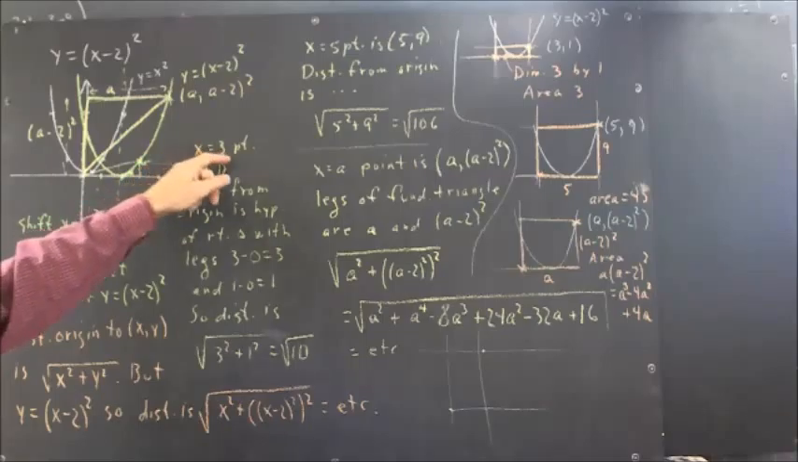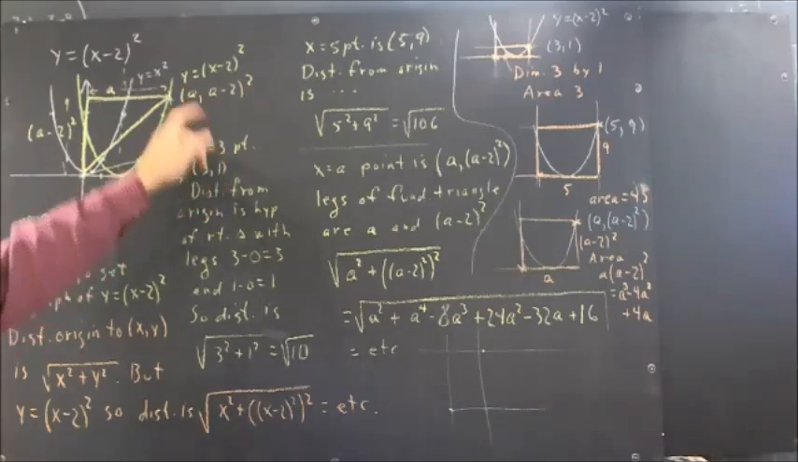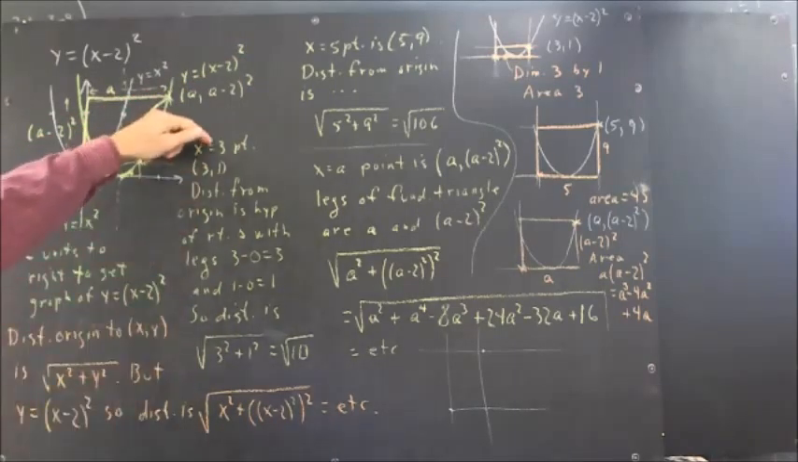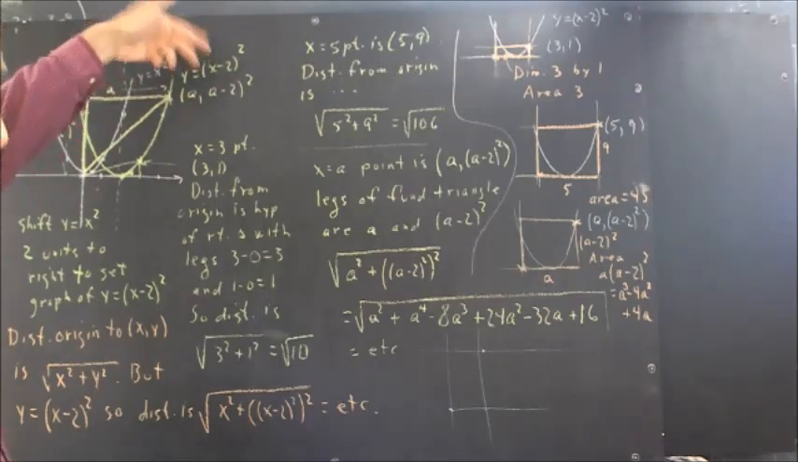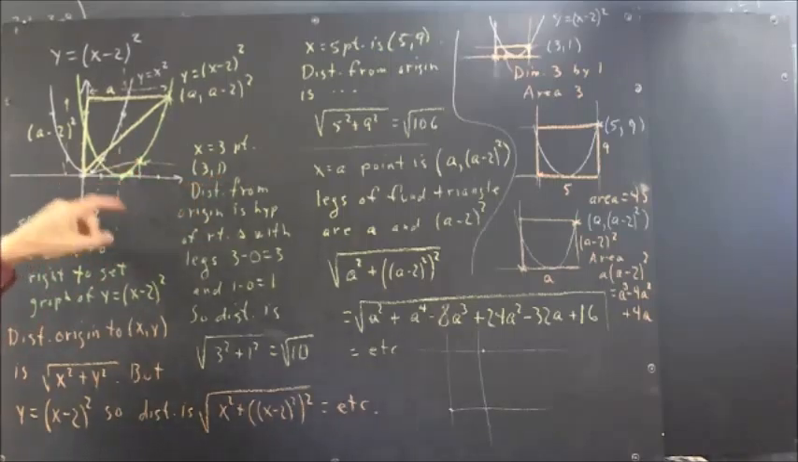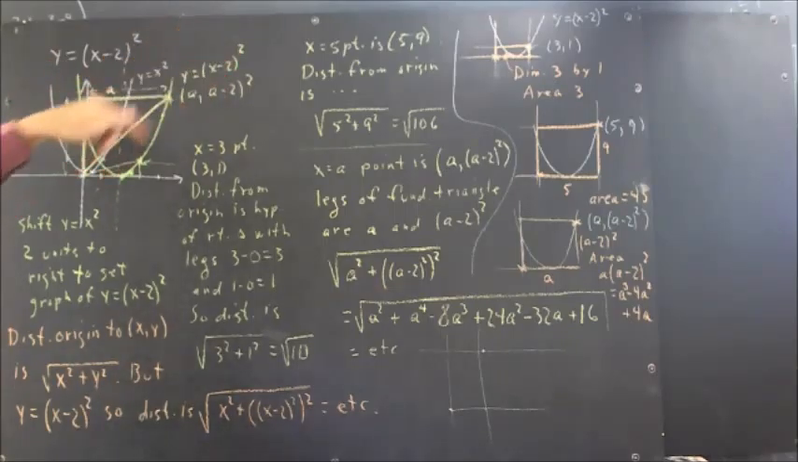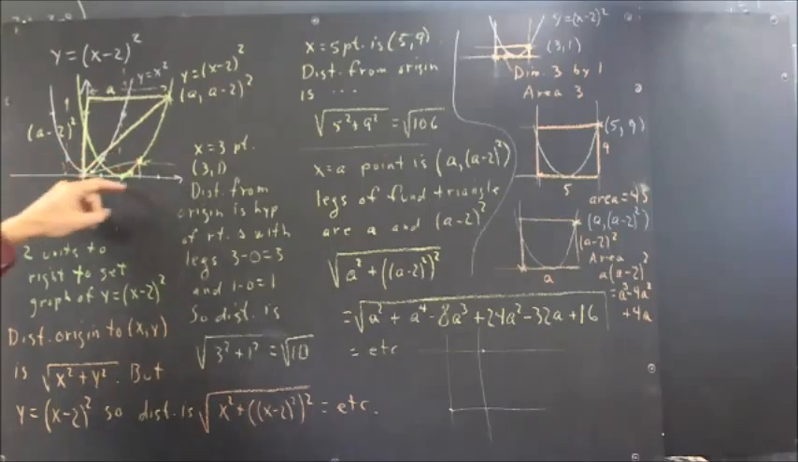Well, the first point is the x equals 3 point. Where's the x equals 3 point on the graph of y equals quantity x minus 2 squared? Well, if x equals 3, 3 minus 2 quantity squared is 1 squared, that's 1. So the point is 3, 1, and 3, 1 does clearly lie on the graph of this x minus 2 squared function as we pictured it. Here's 3, here's y equals 1. So here's the point 3, 1.